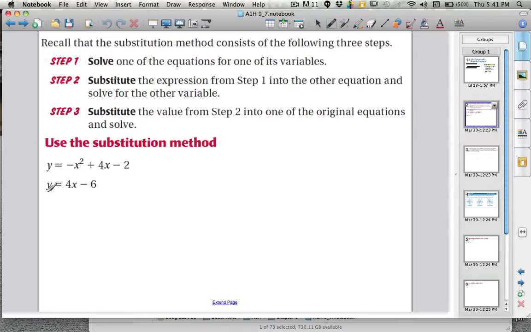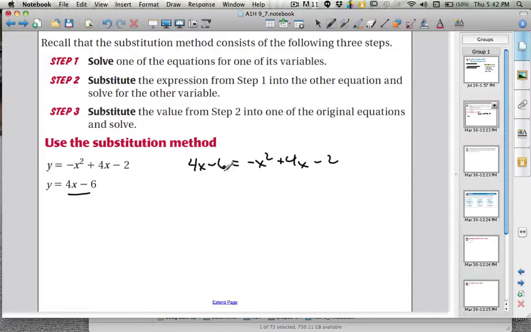So, as an example, this right here has already been solved for y. Y is equal to 4x minus 6. I would then substitute that into the other equation in place of y. Then I now have a quadratic function, and I'm going to work on solving my quadratic function.